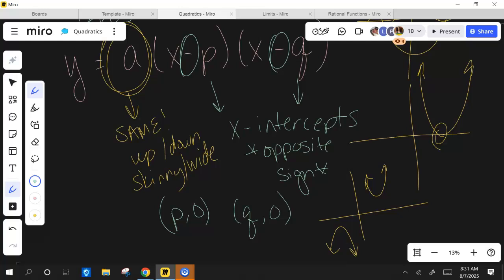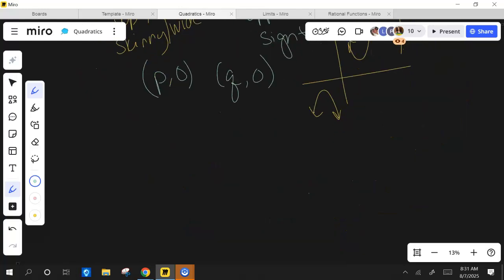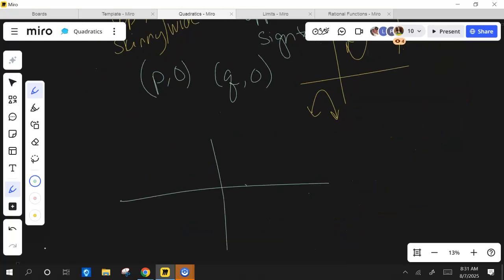The vertex, right? Any ideas of what we're going to do if you have two intercepts? How in the world are you going to find the vertex from that? You're exactly right. We're going to average them together, because how do you find the middle? Because we know it's symmetric, right? And if they're both sitting on the x-axis, then I'm going to have to find the middle of those two.